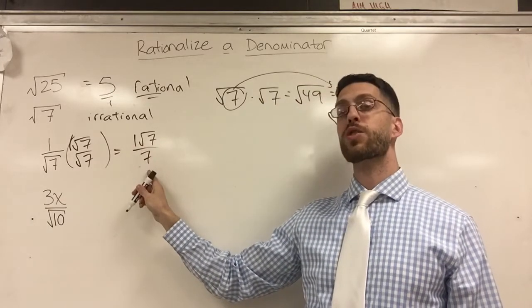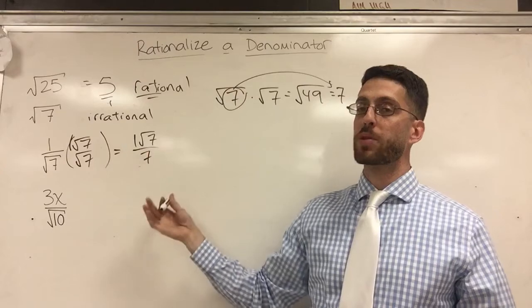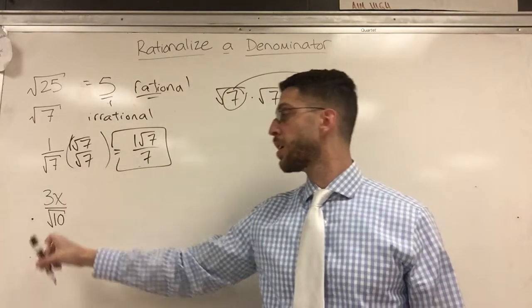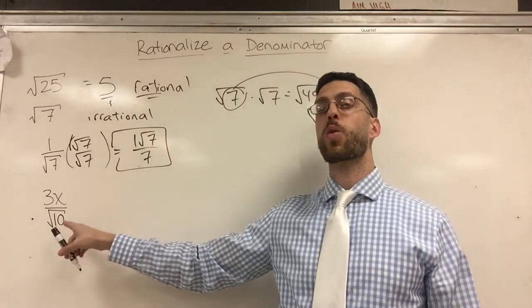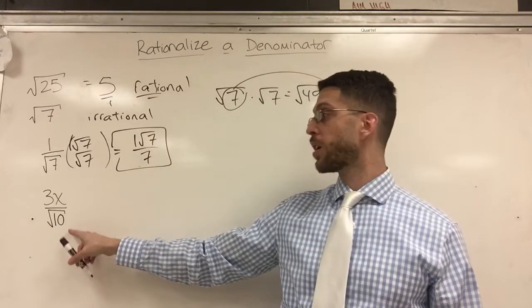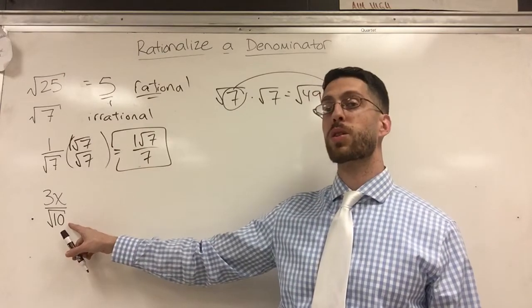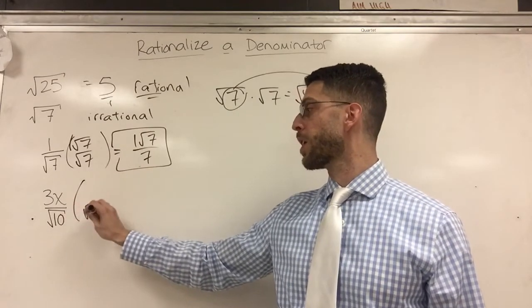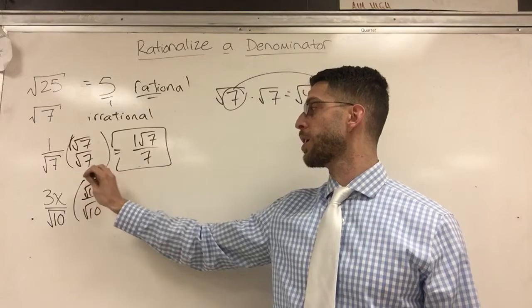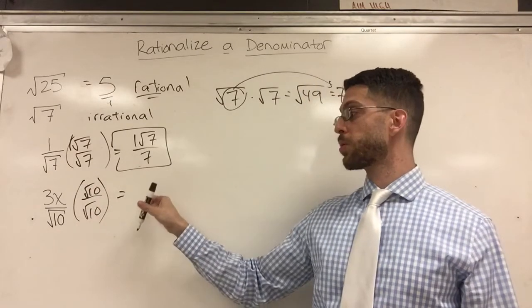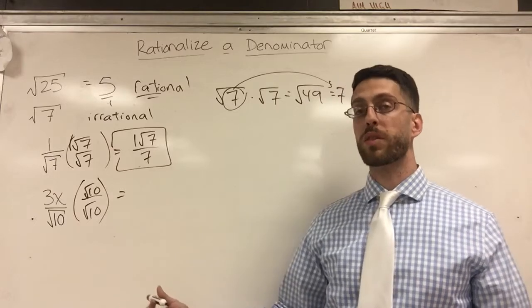Look at that, I have a rational number on the bottom, irrational on top is okay with me, and that is equivalent to how it was originally. What is an equivalent way I can write this fraction? 3x over radical 10. Same thing. If I want this radical 10 to go away, radical 10 over radical 10, that's not going to change the value. It's just going to be rewritten with an equivalent fraction.